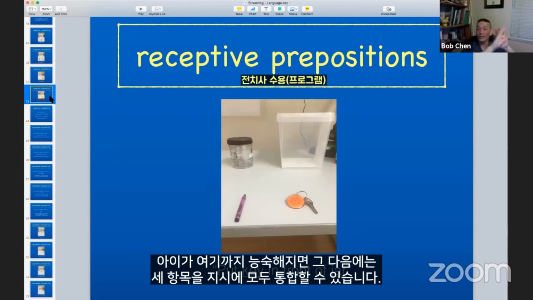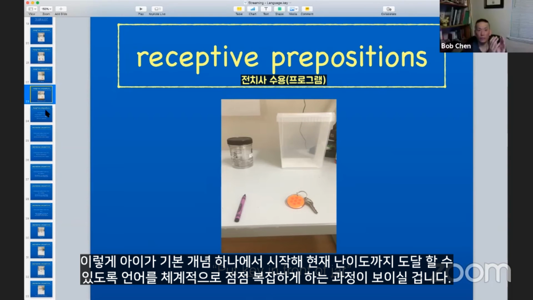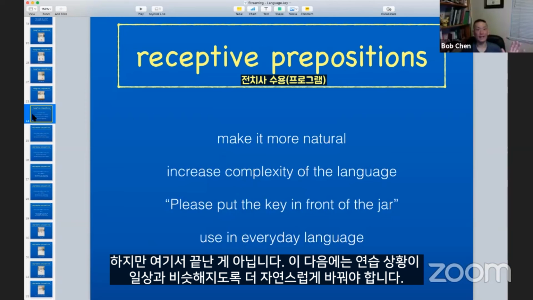Once they get really good at all those steps, now you can bring all three aspects of the language together in one instruction. You can see how we started with one basic concept, taught it until the child learned it. Then we started to add more and more complexity to the language until we can get to this level of complexity. The thing is, we're not even done at that point because we have to make the situation more and more like real life, natural types of situations.